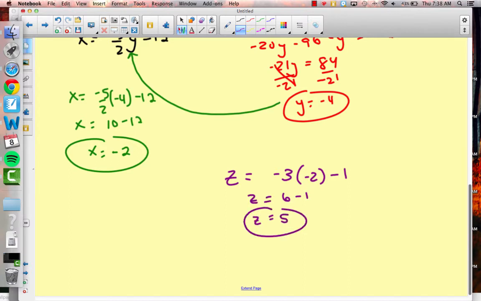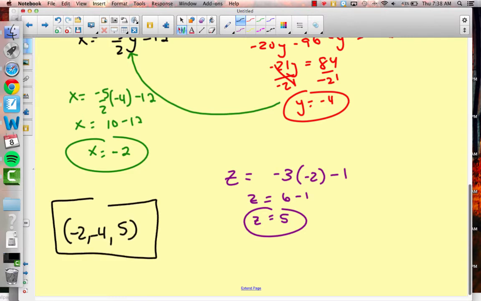So now we have all three answers, x, y, and z. The very last step is to write it as an ordered triple. So x comes first, then y, and then z. Okay. So there's our answer.